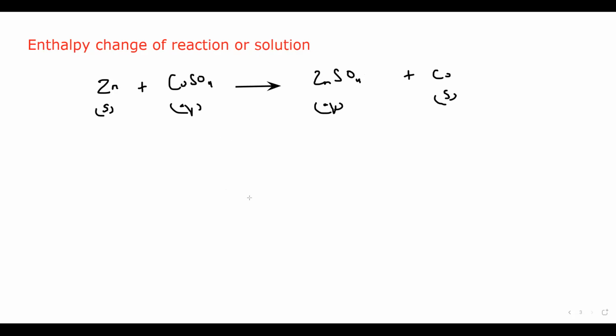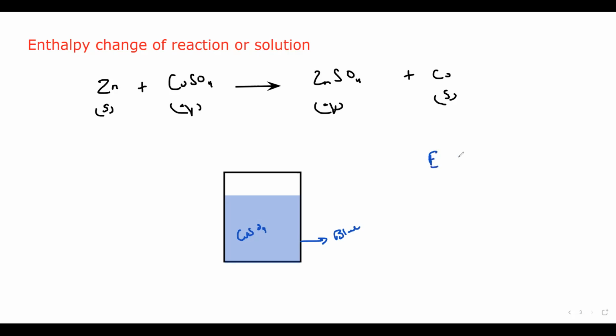So what we will do when we have aqueous copper sulfate: aqueous copper sulfate is blue in color. So this copper sulfate solution will be blue in color. We want to calculate the energy change for this reaction, the enthalpy change. So to calculate the enthalpy change, we should know the energy and we have the formula E equals Cm delta T.